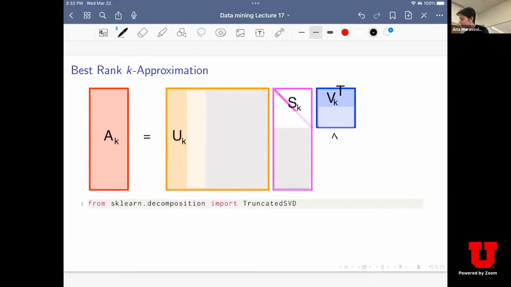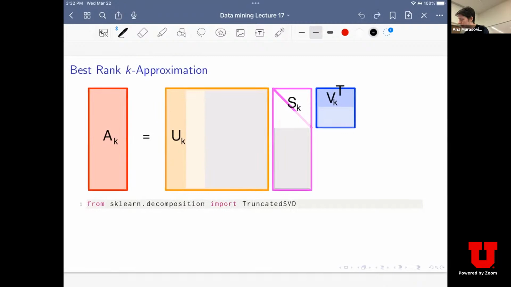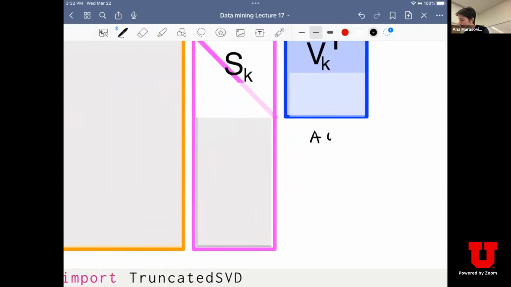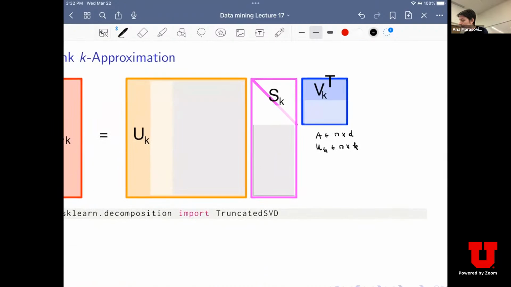The original matrix was of size n times d. I'm going to omit the set of real numbers just for simplicity. And our new matrix U_k is going to be of size n times k. This means that from our original matrix U, which was an n times n square matrix, we are going to take only the first k columns.